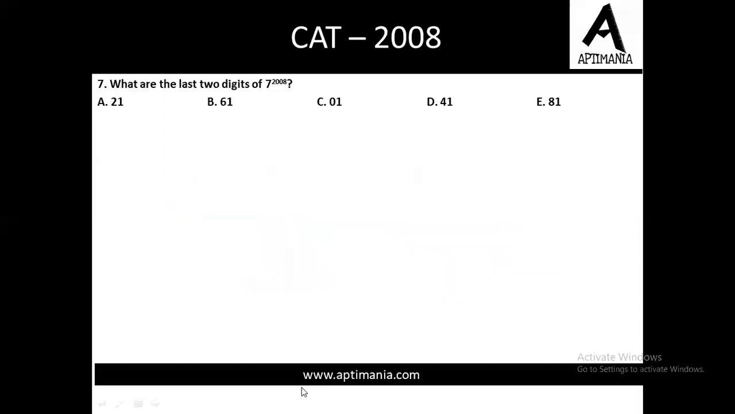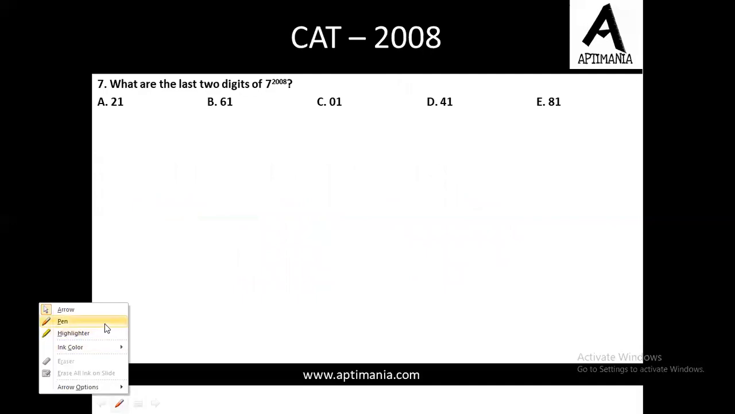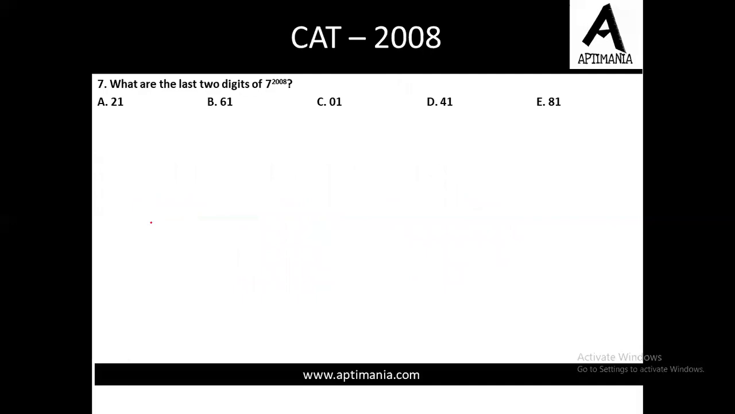Let's go ahead for the next question. Question number 7 is on the screen. What we need to do is find the last two digits of 7 raised to the power 2008. Before solving this question, the basic information required is that the last two digits of any number follow a cyclicity of 20.